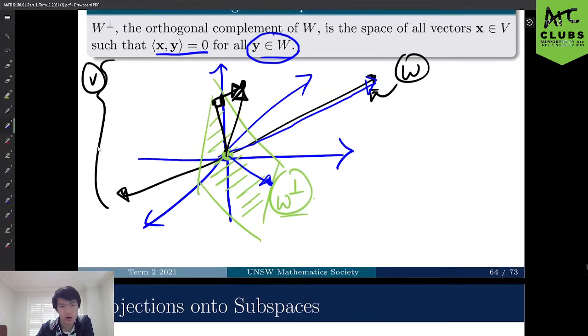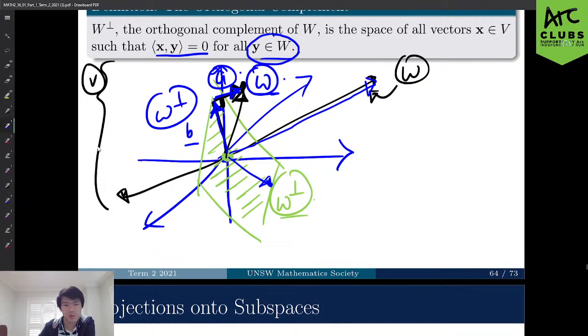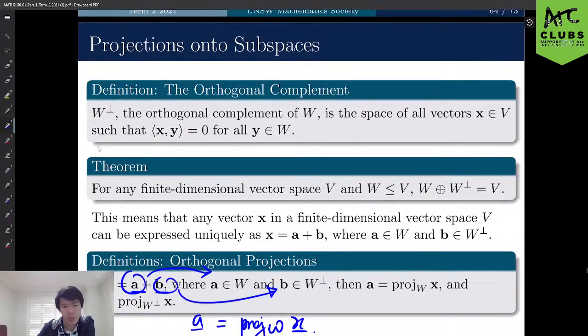Because when we look at this diagram, this is A. This is B. And this is A. So A is the vector in W, and B is the vector in W complement. Right, so it means that this thing is kind of like how far we get with A in W complement, and this thing is how far we get in this vector space with W. So A, because A is going to be in W, is going to be our projection onto W, and B is going to be our projection onto the complement of W.